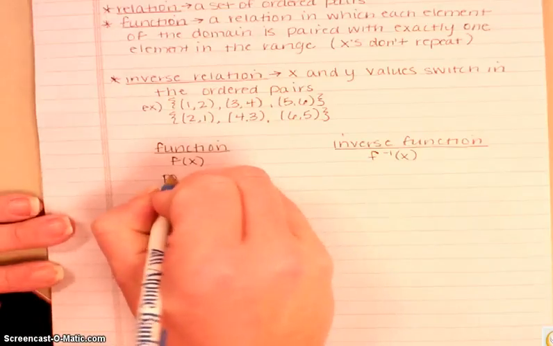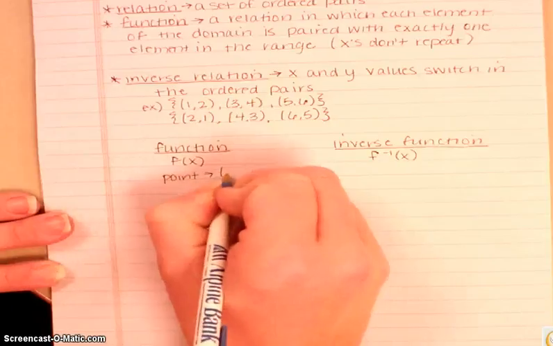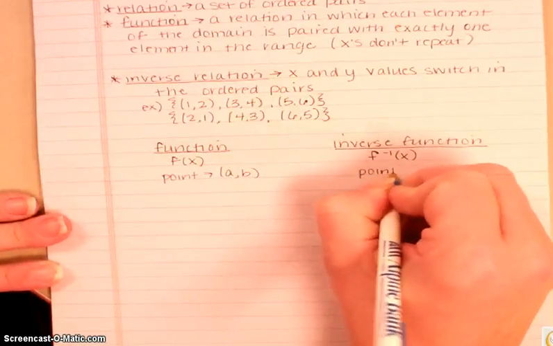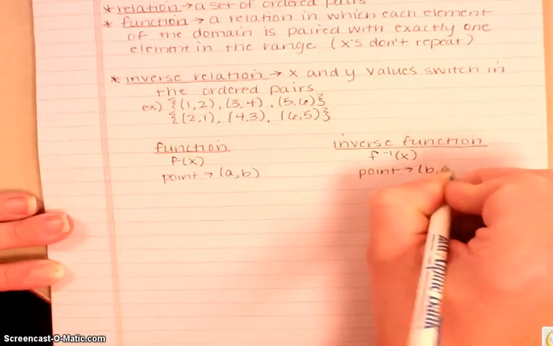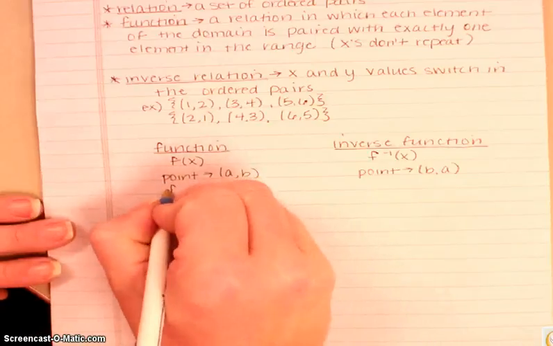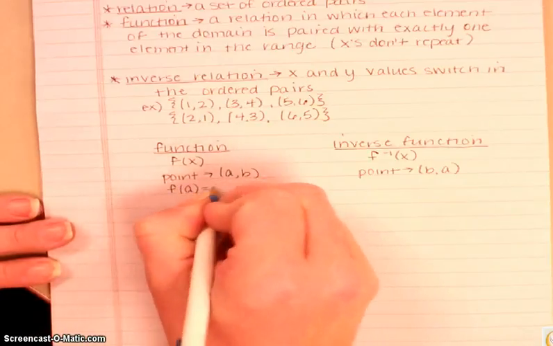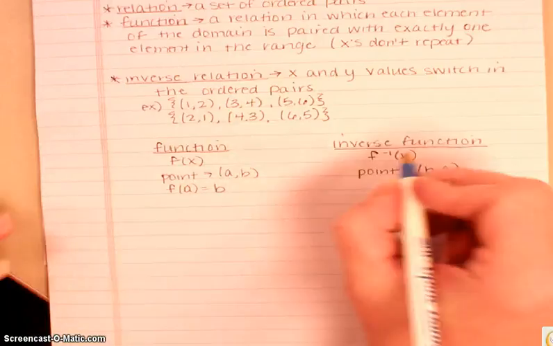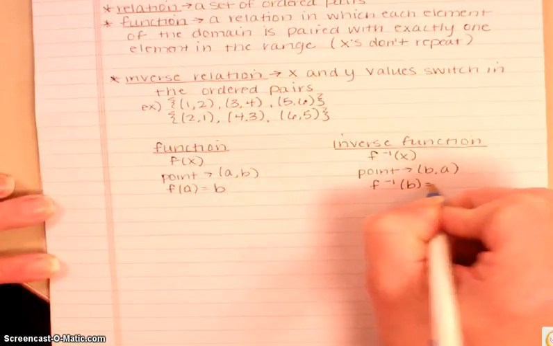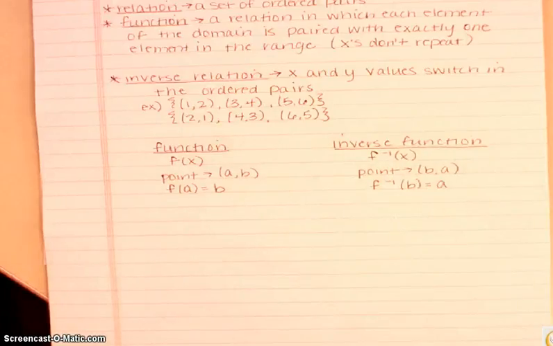As far as a point goes, we already kind of talked about that. Let's say we have some point (a, b). Well, its inverse, just like that above example, would be (b, a). So again, you're not changing any signs or anything like that. You're just flip-flopping the x and the y. If we look at f of a, let's just say that equals b. Well, the inverse, since we're flipping, again, you're just flipping the x and the y, or in this case, the a and the b.